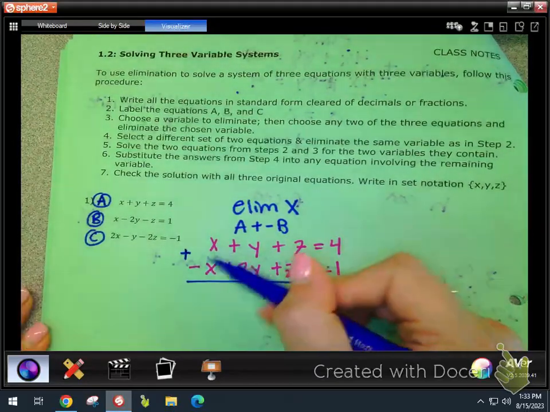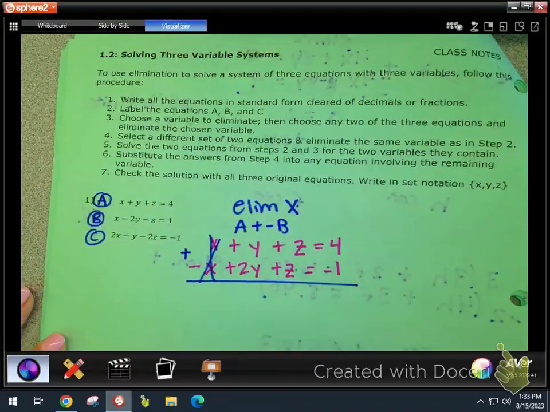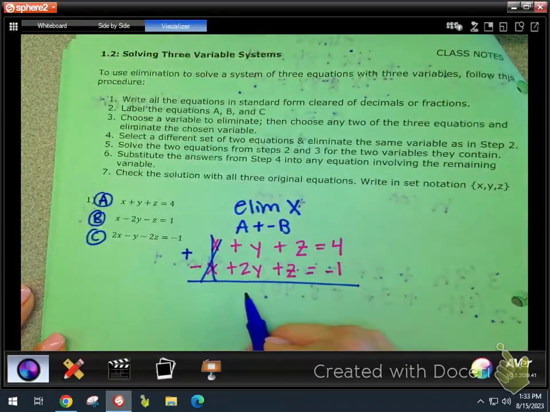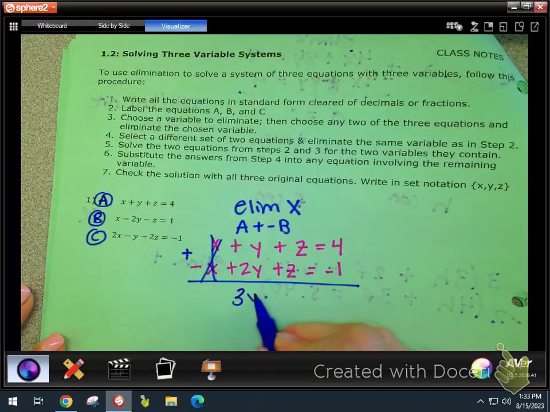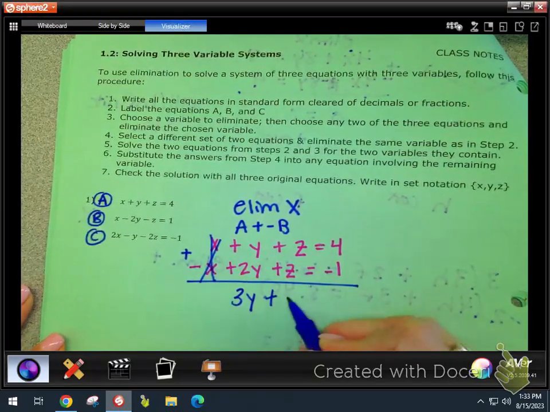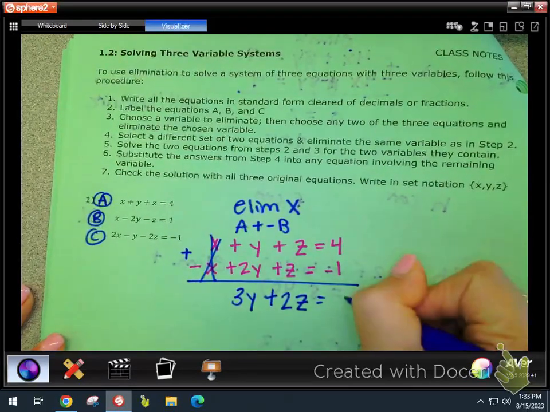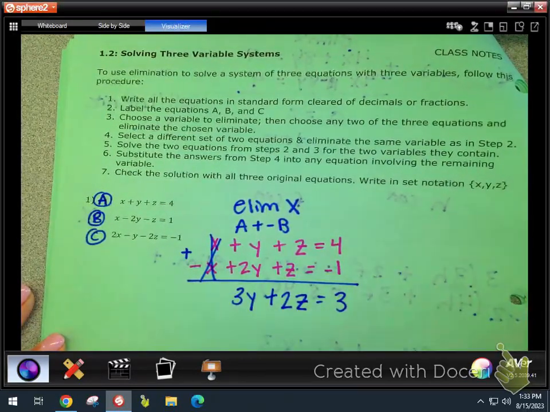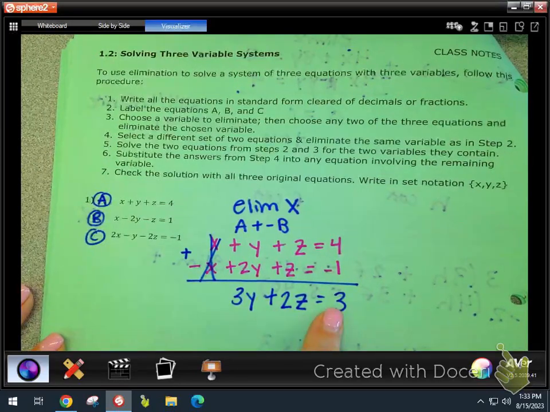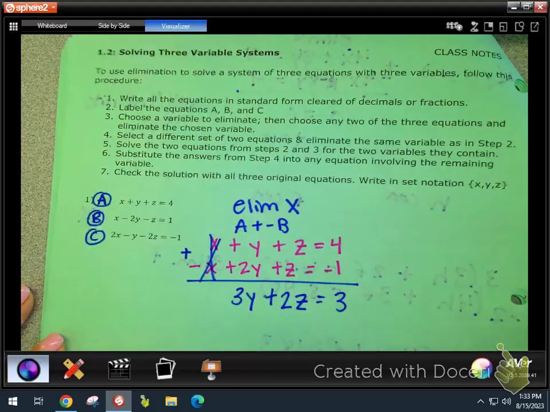What happens to your x's? They eliminate out. y plus 2y is 3y. z plus z is 2z equals 4 plus -1 is 3. Okay? Can I simplify this equation anymore? No. Call it equation D.